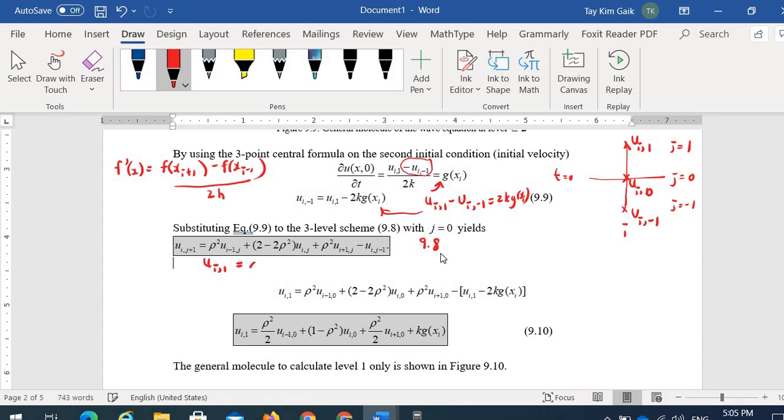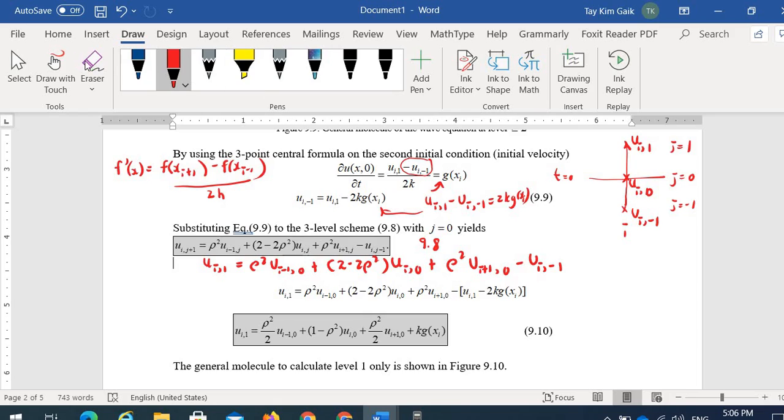We will have here u_(i,1) equal to rho squared u_(i-1,0) plus 2 minus 2 rho squared u_(i,0) plus rho squared u_(i+1,0) minus u_(i,-1), because at t equal to 0. So u_(i,1), plug in j equal to 0. So u_(i,1) equal to rho squared u_(i-1,0) plus 2 minus 2 rho squared u_(i,0) plus rho squared u_(i+1,0) minus u_(i,-1).